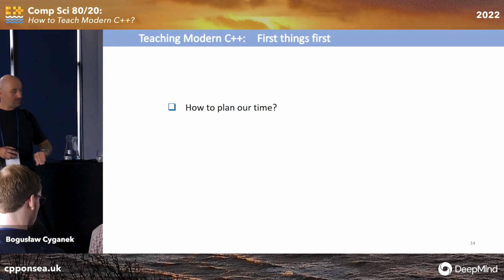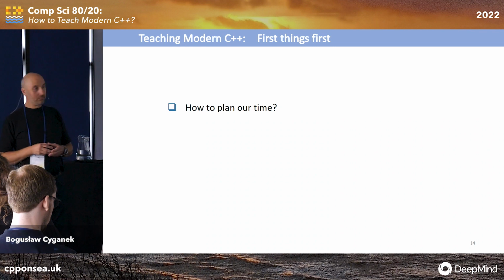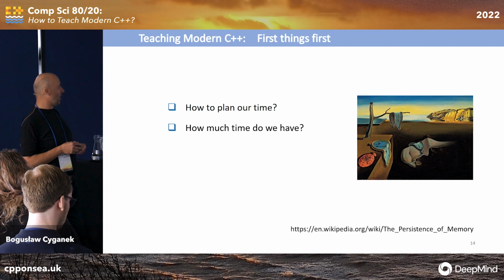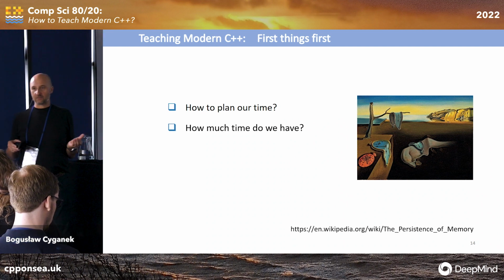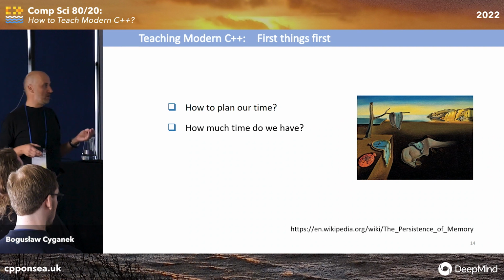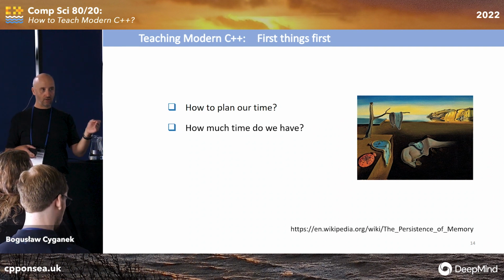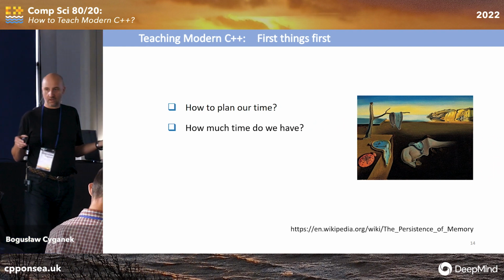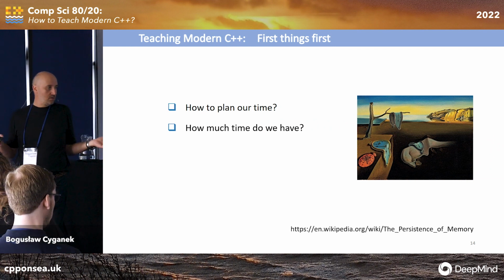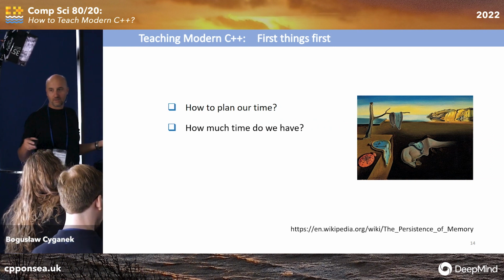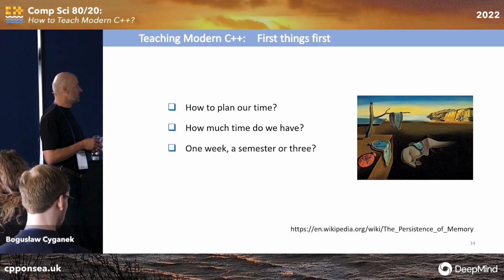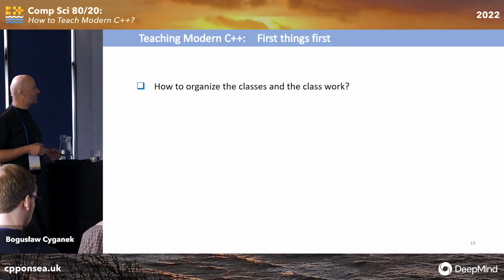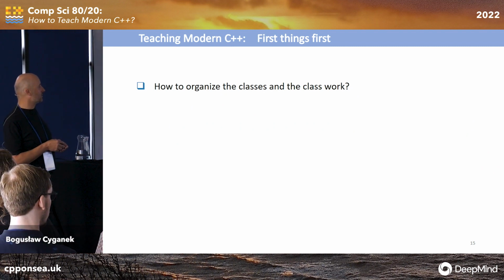Also, I need to control my time as well. How to plan our time. I like this image by Salvador Dali. Okay, so another important aspect is time. I already mentioned that these beginning moments of taking off are very crucial. But how much time do we have for the whole lecture or the course or, I don't know, the study? So we need to adjust to this. Is it one semester or a week or 3 or whatever? And how to organize the classes and the classwork, the next question.